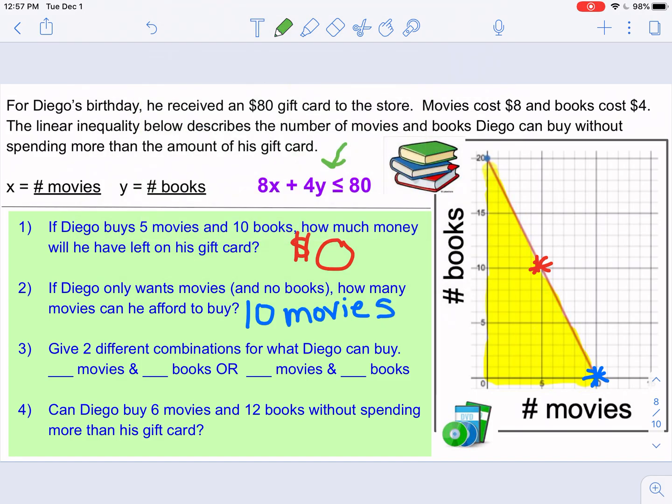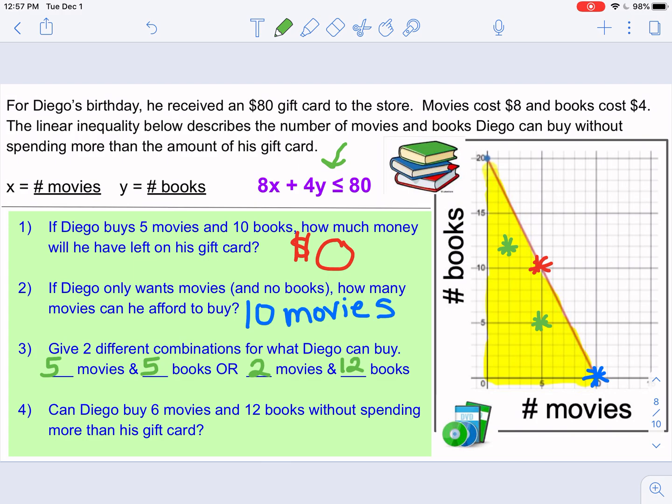Give 2 different combinations for what Diego can buy. So there's many different answer choices for this. For example, I can choose anything on the line or in the shaded solution area. So I can buy 5 movies and 5 books, or he could buy 2 movies and 12 books. There are multiple answers for this.